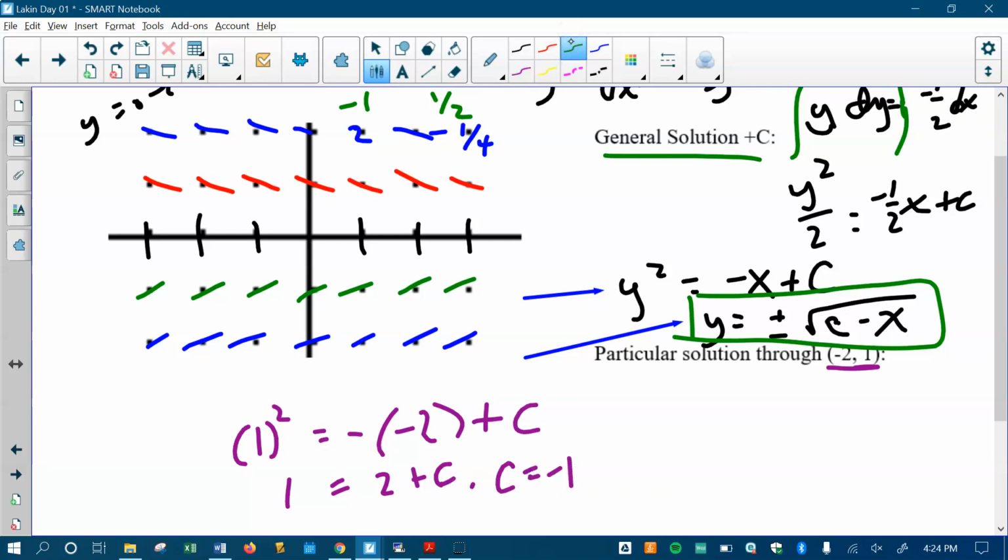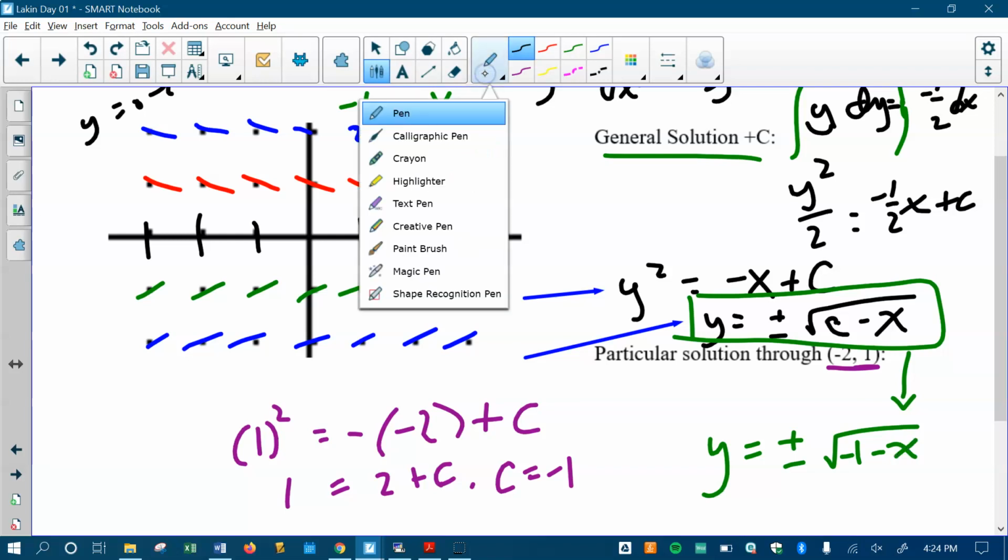So now I'm going to go ahead and rewrite my equation with y is equal to, and I'm just checking my work here for a second. That's right, which means y is going to be equal to plus and minus the square root of negative 1 minus x. Now what I want to do here is think and make sure which one I want. Do I want a plus or do I want a minus here?